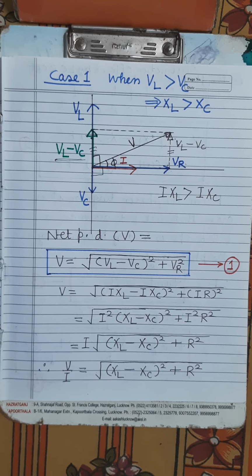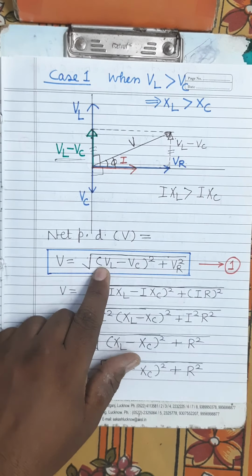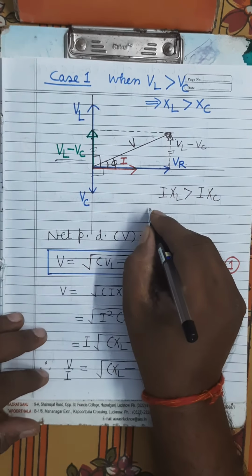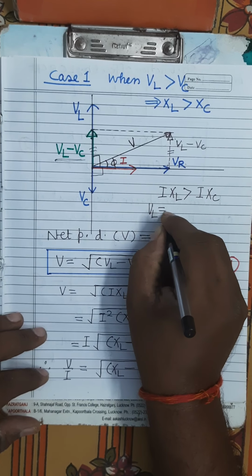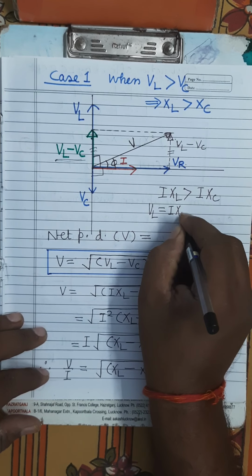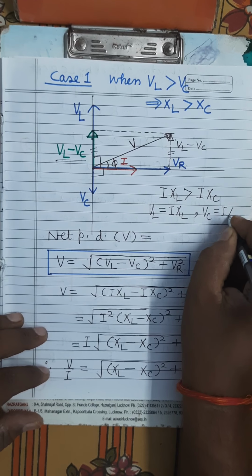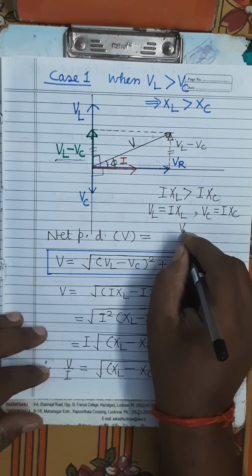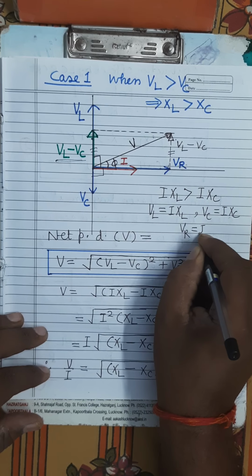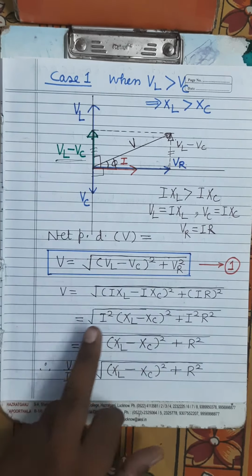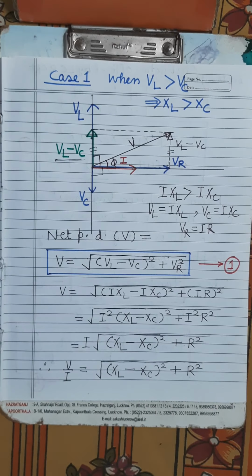Now we can substitute the values of VL, VC and VR. So as we know, VL equals I into XL, VC is I into XC, and VR is I into R. So on substituting here, it will be this.